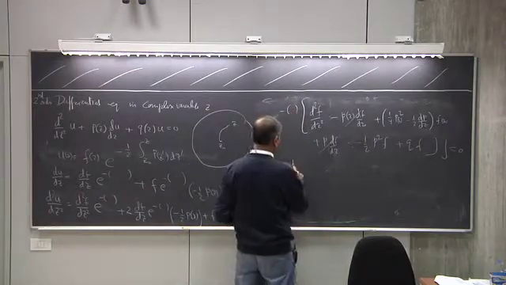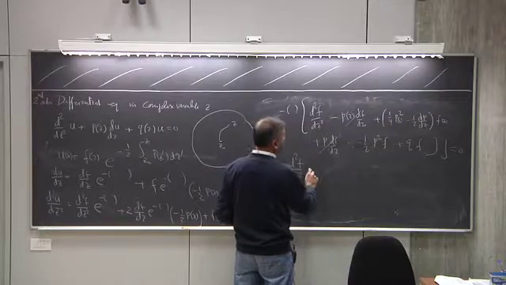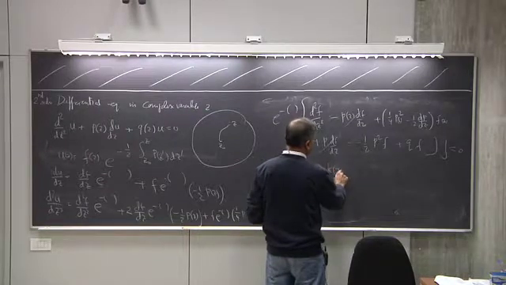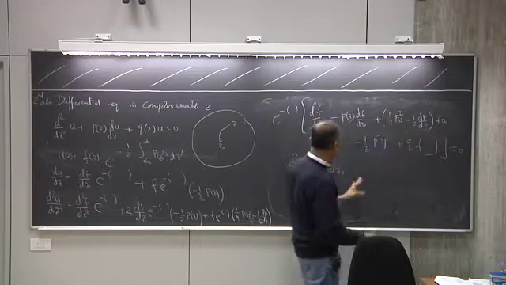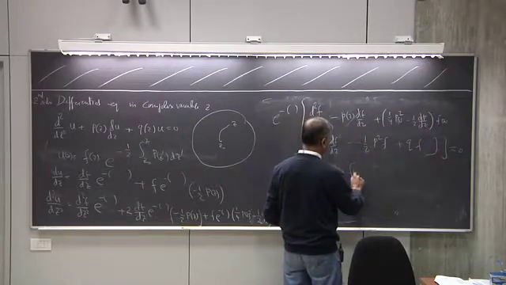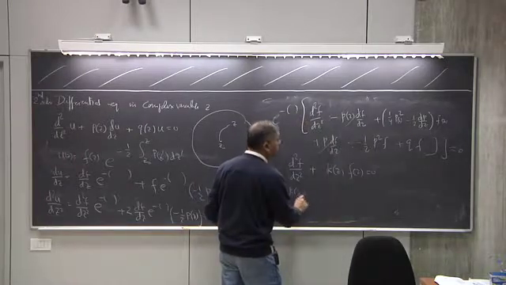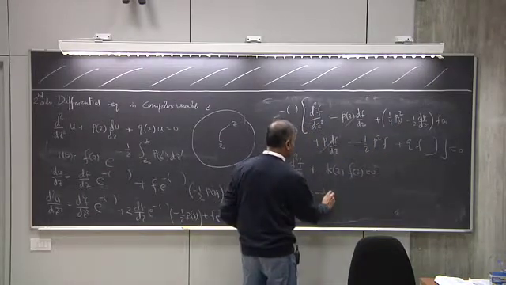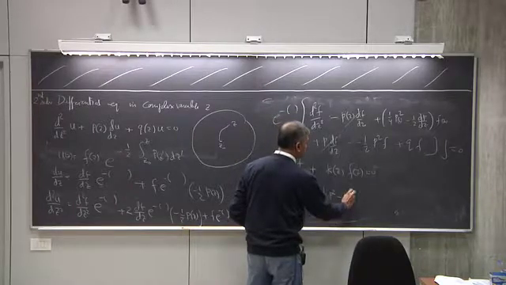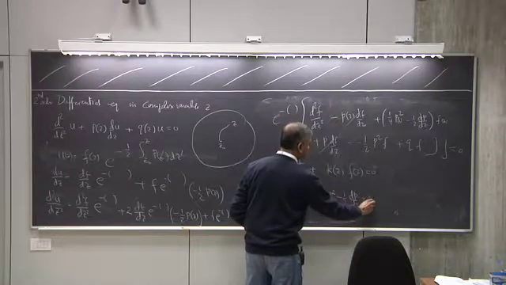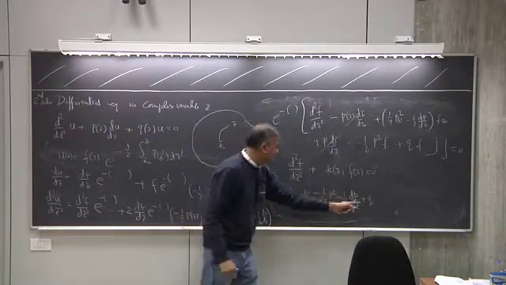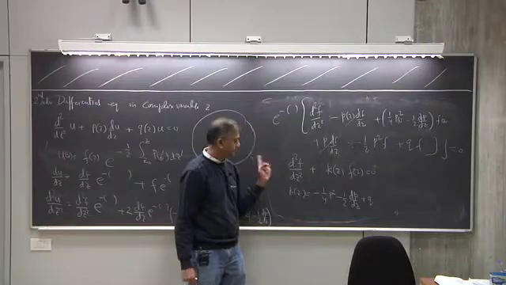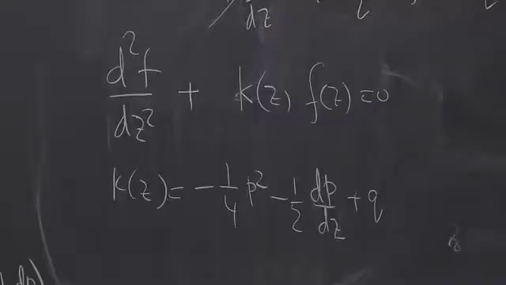So basically, the equation on f becomes d2f/dz2 plus something times f. Actually, let me just call it k(z). Take f as a common factor, multiplying all of this. All the remaining things I just call k(z), where k(z) is all that, which is 1/4 p squared minus 1/2 dp/dz plus q. Okay. So it will be again some function. Since p and q are analytic in this region, and also the derivative of p is analytic, therefore k is analytic in this region. So you have a simple-looking differential equation.